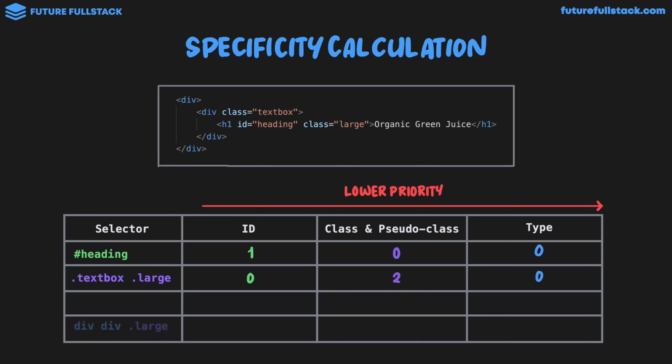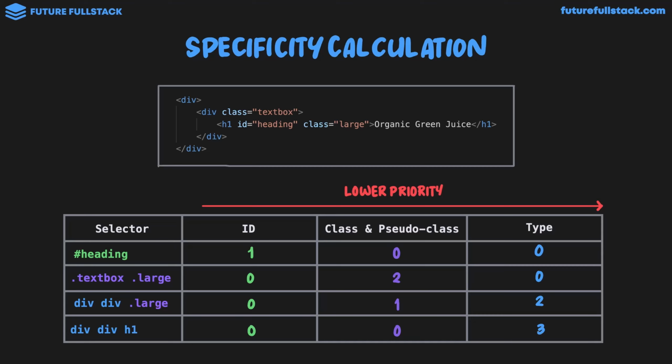The next CSS rule looked like this. There are no ID selectors, so this gets 0 points. There is 1 class selector being used, large, so this gets 1 point. And there are 2 type selectors, the 2 divs, so this gets 2 points. The last rule looked like this. In this case, there are no IDs being used, so the ID column gets 0. There are no class and pseudo-classes being used, so we give 0 here. And there are 3 type selectors being used, div, div, and h1. So the type column gets 3 points.